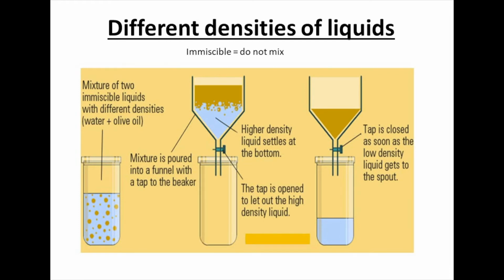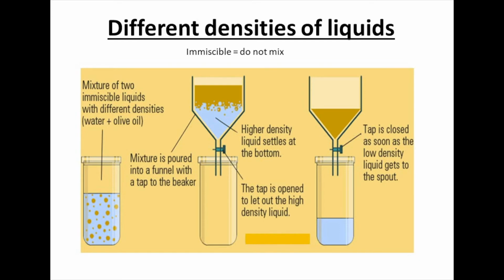So if you shake up water and oil, it'll turn into an emulsion. You'll see the oil mixed in with the water, and eventually it will settle down into 2 layers. Now you can see on the next diagram, the higher density liquid means it's heavier, so it will sink to the bottom, and the lower density liquid will stay on the top. And you put it into something called a separating funnel.